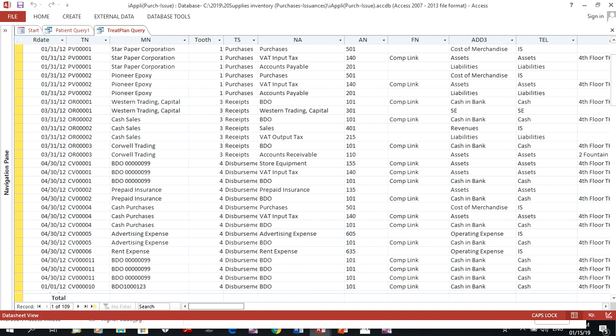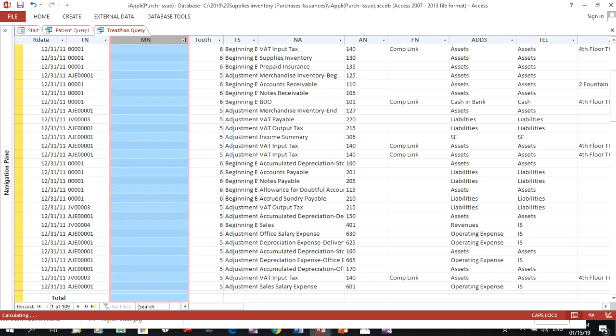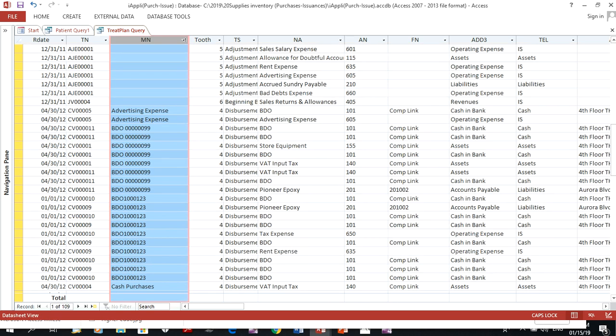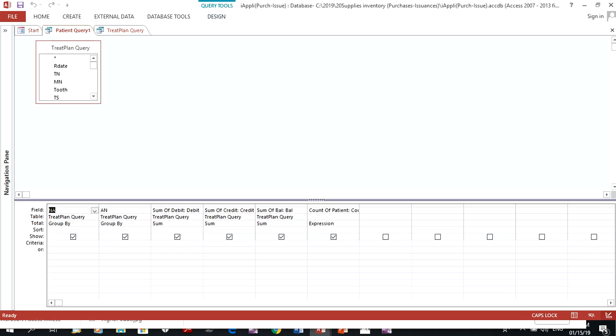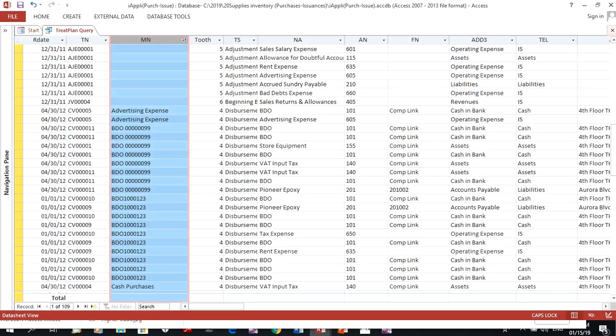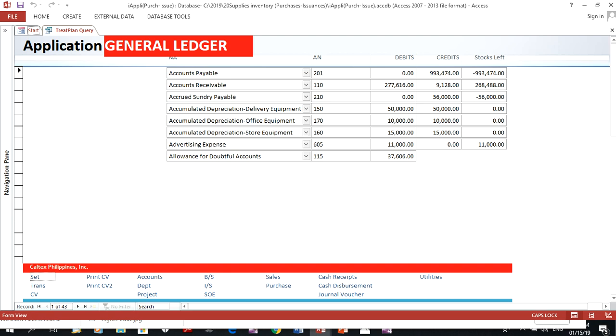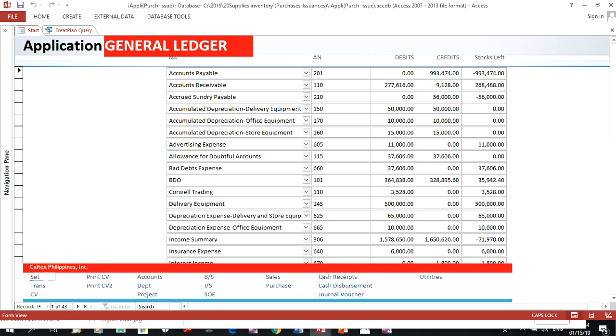These are summarized per accounts. So if you sum that up, these are the account titles. You summarize it, and this is the sum option. So you have now the sums of debit and credit.